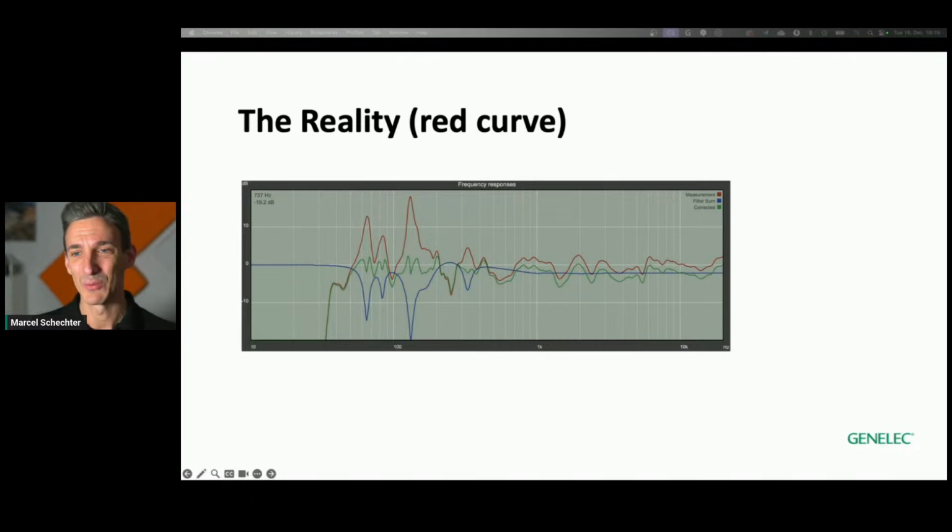So for example, at 130 Hertz, I would have approximately 18 dBs too much, which of course is a huge problem if I want to mix something, because it will also mask everything that's happening above and below that frequency range. So very easy to say, with this red curve, I could not do a mix, although I have a really good speaker. I would be completely lost.